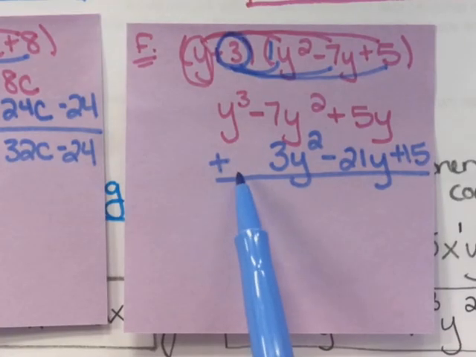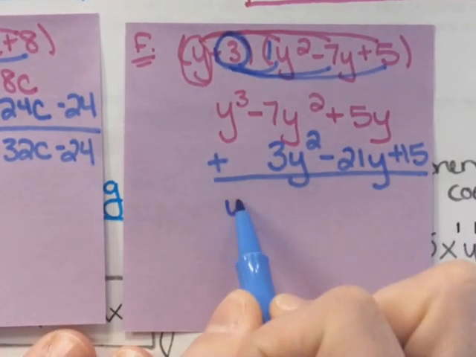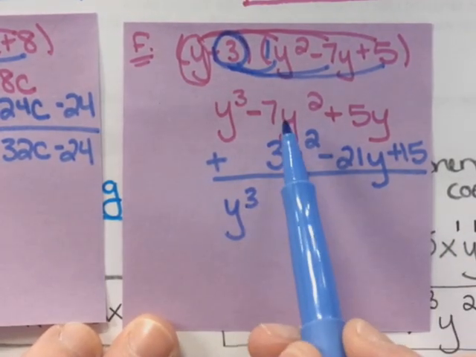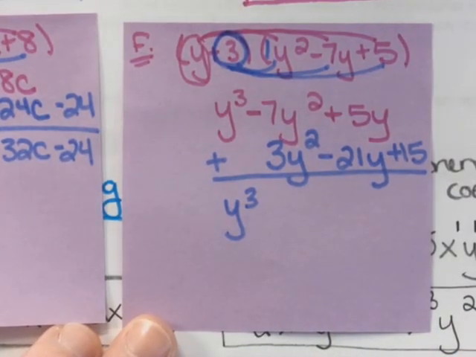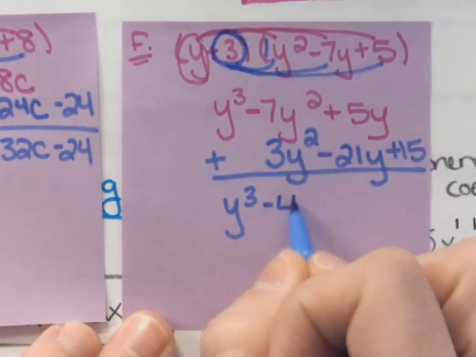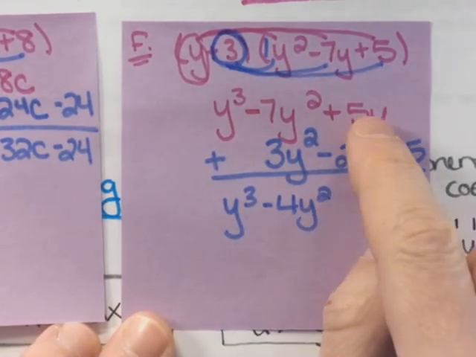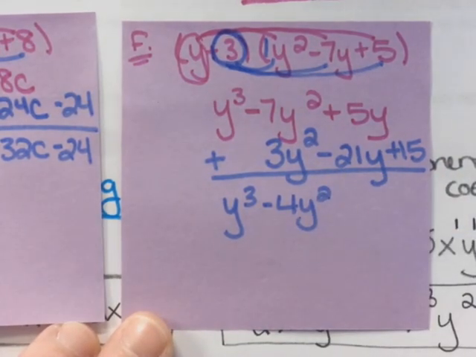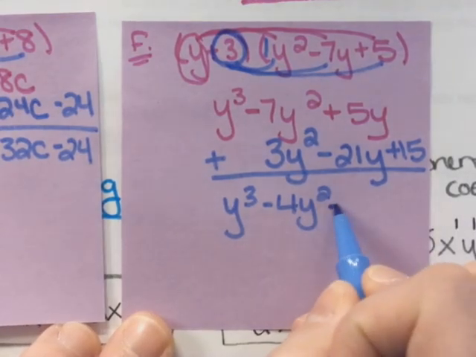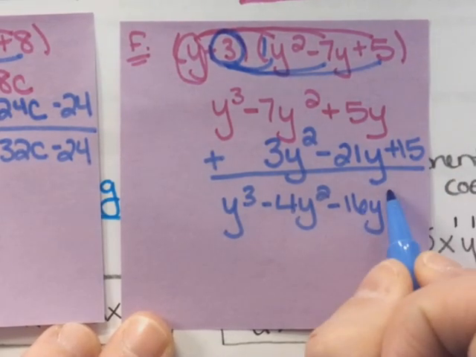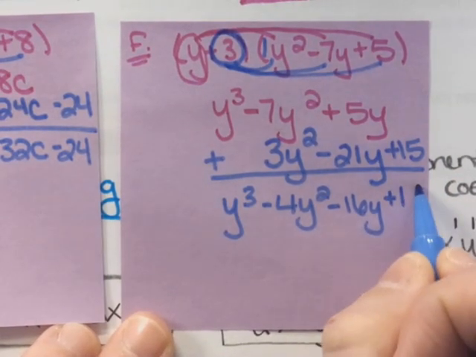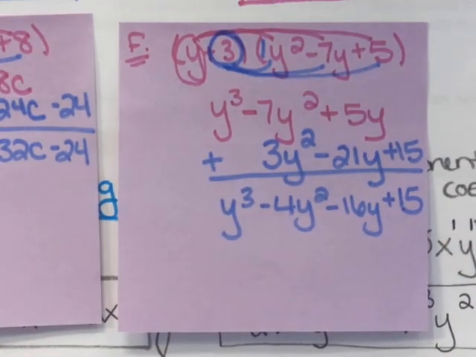Does Y cubed have anything I can add to it? Nope, it just stays Y cubed. Negative 7 plus 3, negative 4. Yeah, negative 4Y squared. 5 minus 21, negative 16. And then nothing plus 15 is 15. Okay, so this would be my final answer.